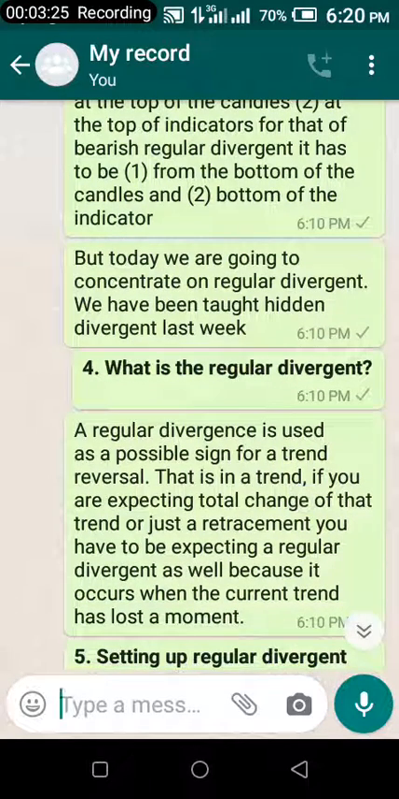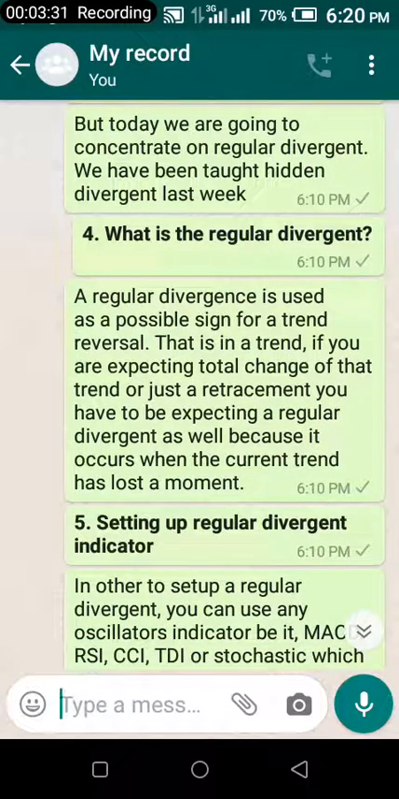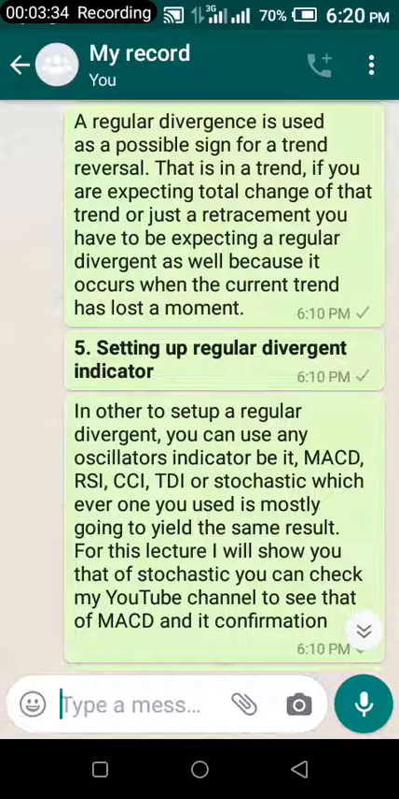So then number 4, what is a regular divergence? Because I really want to treat regular divergence here. I said the regular divergence is used as possible sign for trend reversal. That is, in the trend, if you are expecting a total change of that trend or just retracement, you have to be expecting a regular divergence as well, because it occurs when the current trend has lost a momentum. And I told you, losing of momentum may not be a total reversal. It may be just a retracement. And some people do use a Fibonacci to check that retracement level. But if you don't know how to use Fibonacci, then you can simply use a stochastic to do that. So you are going to see it later in this video.